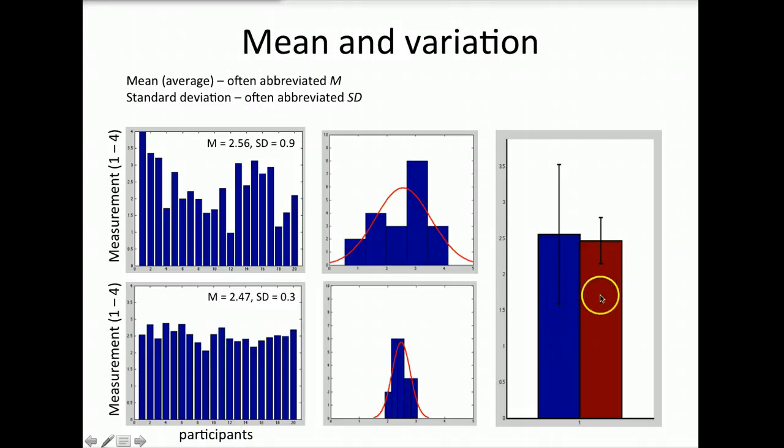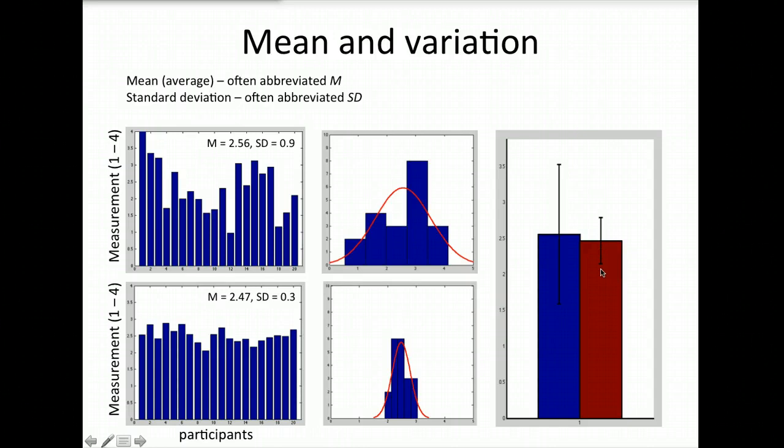Similarly, the red one here represents this data set. Again, we see that the bar is showing us the mean just below 2.5 in this case. And here we have a much smaller error bar reflecting the fact that there's less variation in this particular sample, so we have only a 0.3 standard deviation here.